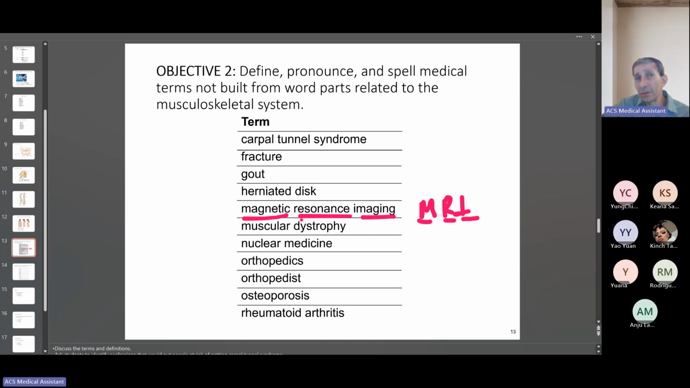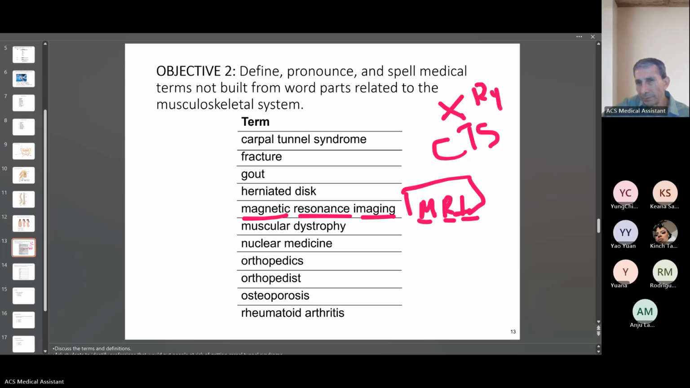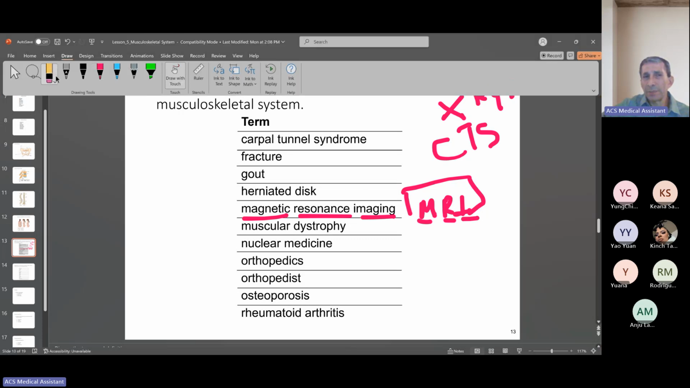So usually the doctor is not going to tell you, oh, can you please do a referral for this patient for a magnetic resonance imaging? No, send this patient for an MRI. Send a patient for a CAT scan. Send a patient for an X-ray. That's what they're going to tell you. Send a patient for a sonogram. So MRI, magnetic resonance imaging. So that's basically what it is.